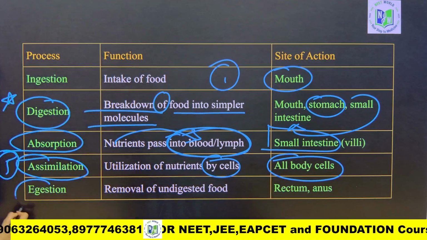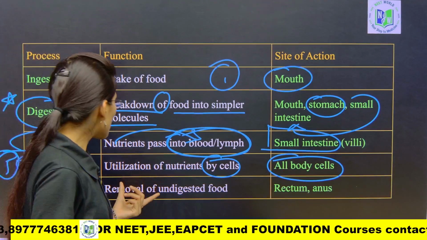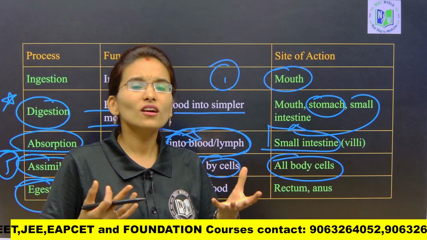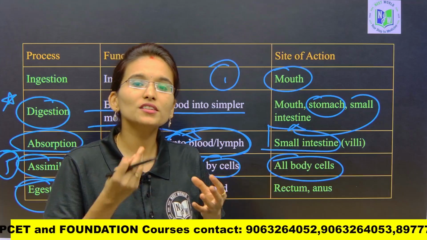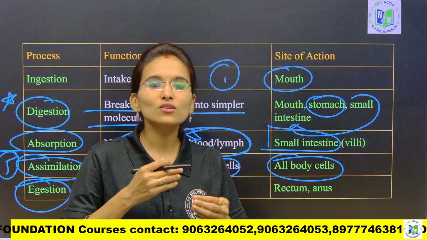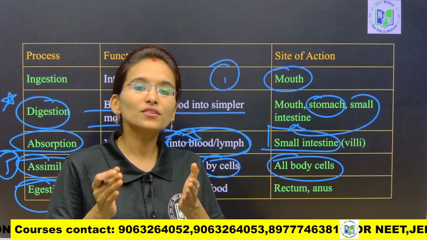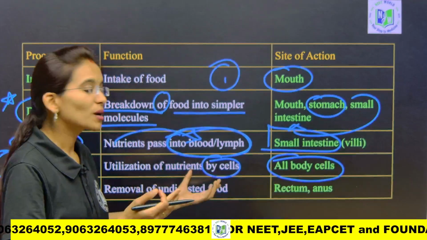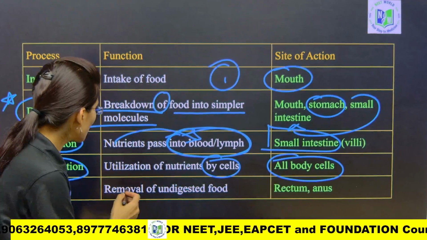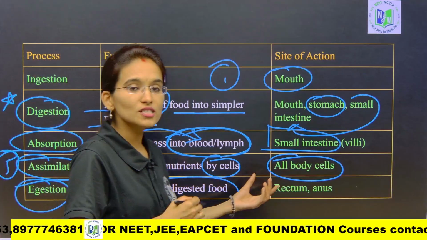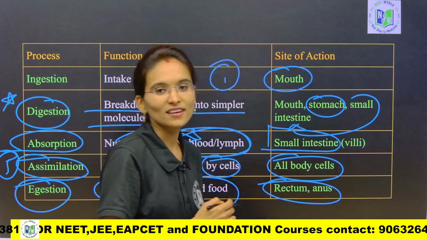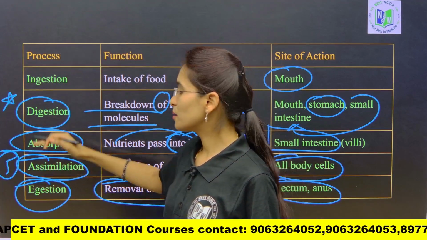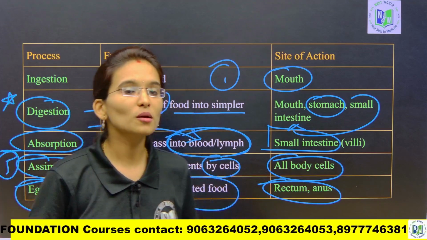And next, the last process is egestion. Egestion is the removal of the undigested food. It is not mandatory that whatever food we eat, all of it is going to be digested. Some of the food will be undigested, and the undigested food is sent out through the excretory system. Usually the removal of the undigested food occurs from the rectum and anus. Clear with all these steps, my dear students? These are very important, and this is called the Holozoic mode of nutrition.